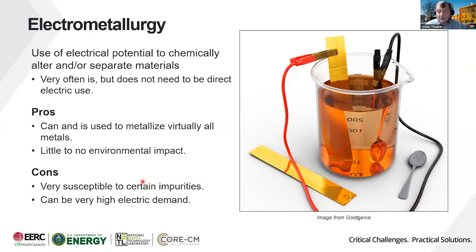These solvents you use and these electrolyte solutions you use, they can be relatively harsh in terms of what's in them, but they're typically fully reused, if not 99.9% reused. And so there's very little environmental discharge from electrometallurgy processes. Now, a con of this is it can be extremely susceptible to certain impurities. Once again, those resistive elements I talked about. And it can also be extremely high electric demand for some of these things. For instance, copper.